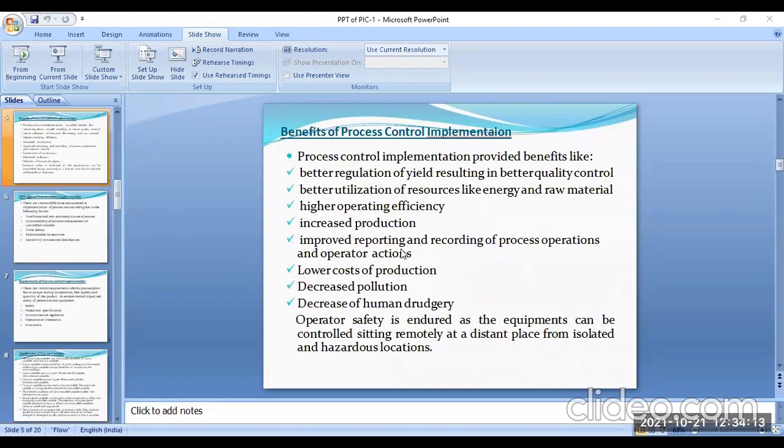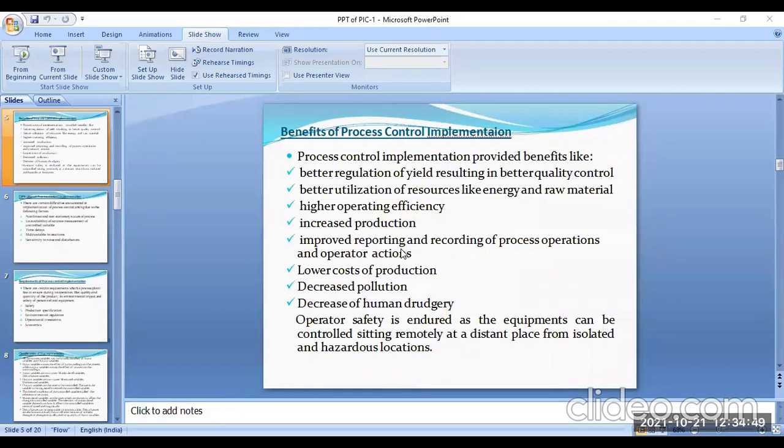Okay, next, another question. This is very important: what is the benefit of process control instrumentation? Why do we have to use it in process industries, or why is it required? In our process industries, the different types of industries we learned about in our first slide also, there are lots of example areas we have to discuss. So in process control implementation, we get different types of benefits.